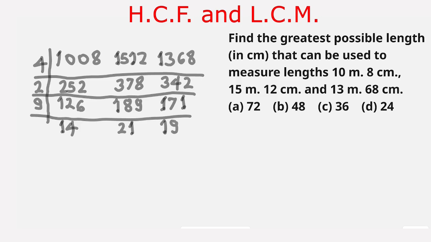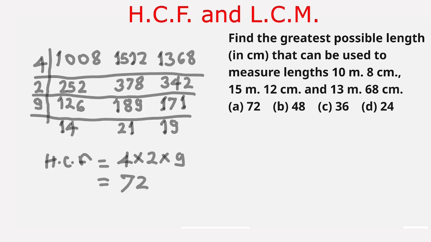Now 14, 21 and 19 do not have any common factor. Though 14 and 21 have a common factor, 19 doesn't have any common factor with 14 and 21. So we cannot have any common factor in all the three, 14, 21 and 19. So our H.C.F is 4 multiplied by 2 multiplied by 9, which is 72.